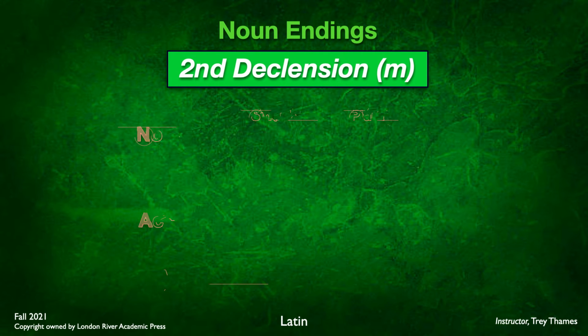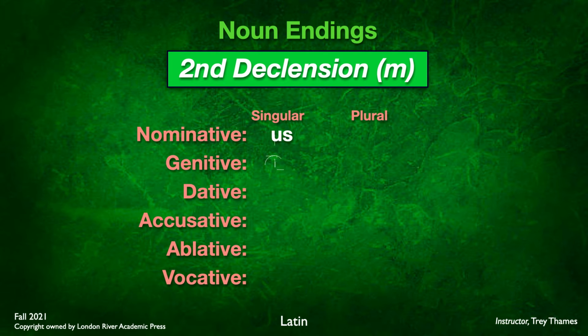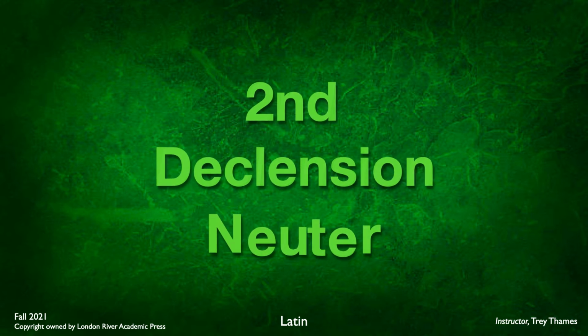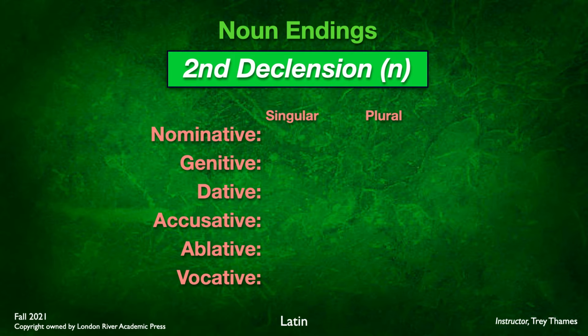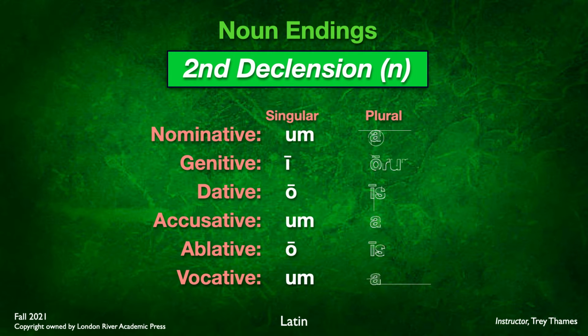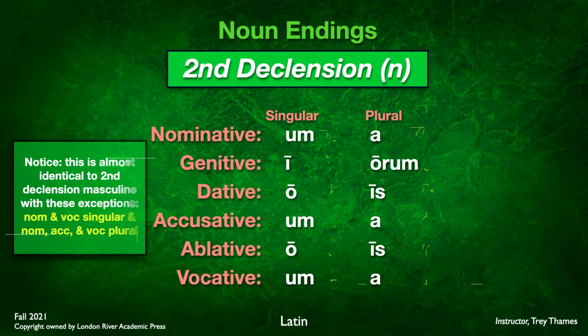Second declension masculine, last chapter's lesson, has these endings, and that is our second declension masculine. And the good news is that second declension neuter, which is what this chapter is about, is almost identical to second declension masculine. Let's check out second declension neuter here. The plural endings are a, orum, is, a, is, a.